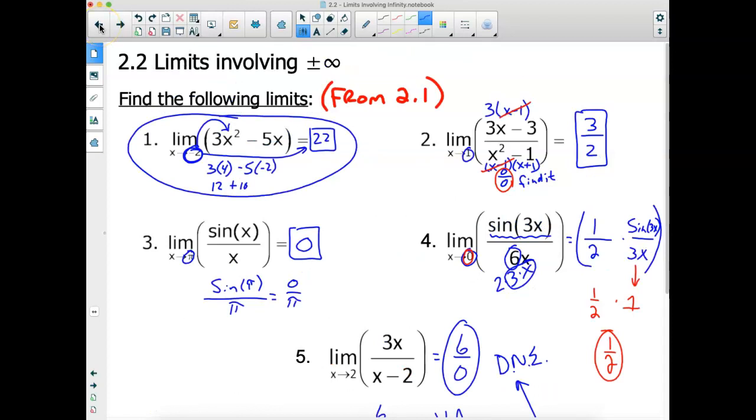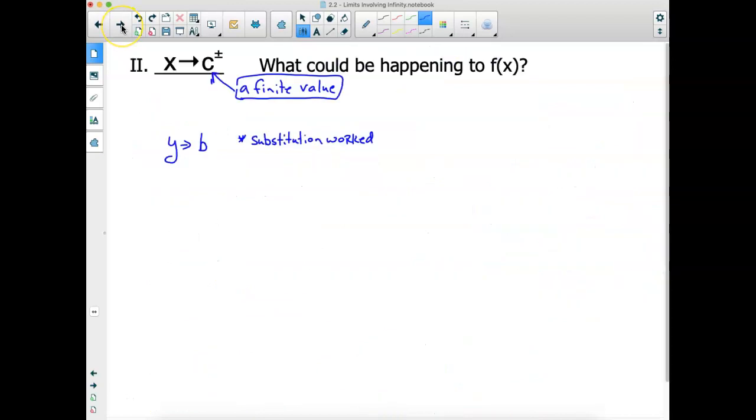Sometimes, let me come back here. Sometimes we had a hole in the function because we got a 0 over 0. But what did we do? We kind of massaged that function by factoring it, getting rid of that 0 over 0 because there was a hole in it, and we found it, and that limit still existed. So I'm going to say sometimes substitution worked, sometimes there was a hole, and we needed to work more to get it, but the limit actually equaled that value of b.